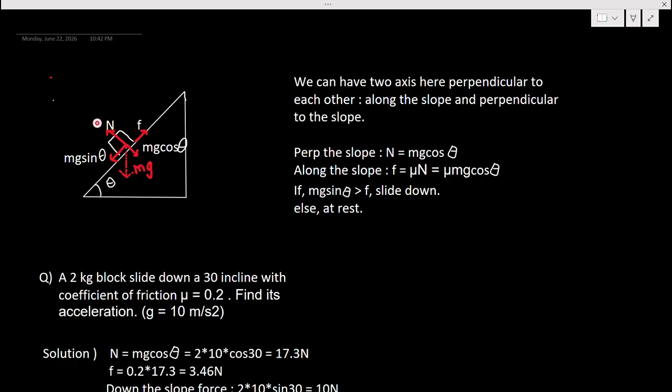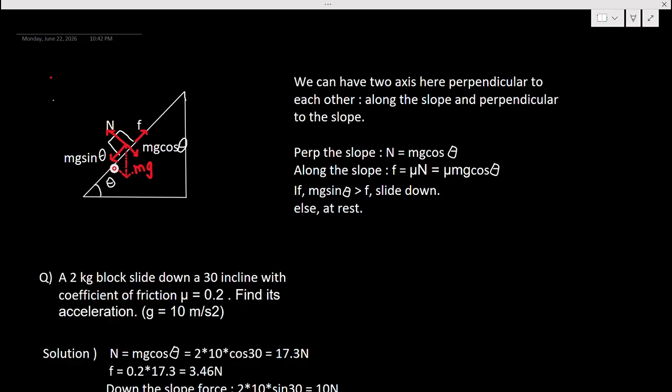So what will we do now? We'll try to balance the forces in each of the axis directions, right? So this is one direction. We have N upside, mg cos theta downside. Obviously the block cannot move inside the wedge, and if it is touching the wedge, there is no acceleration in this direction. So N equals mg cos theta.